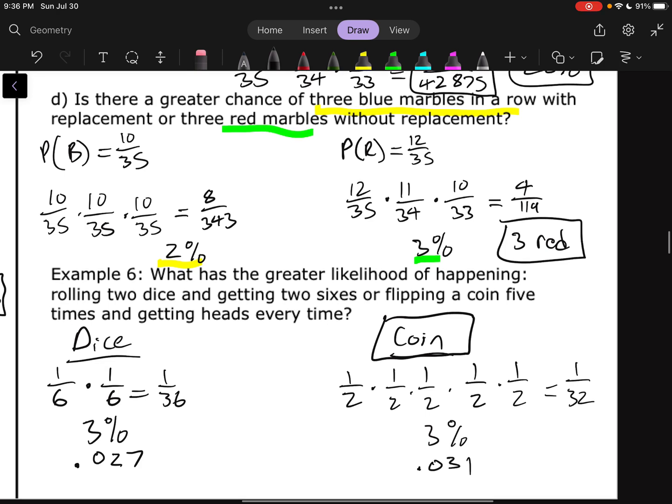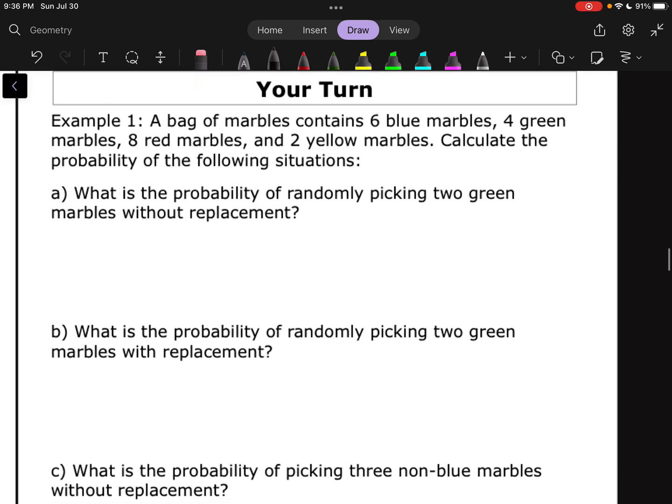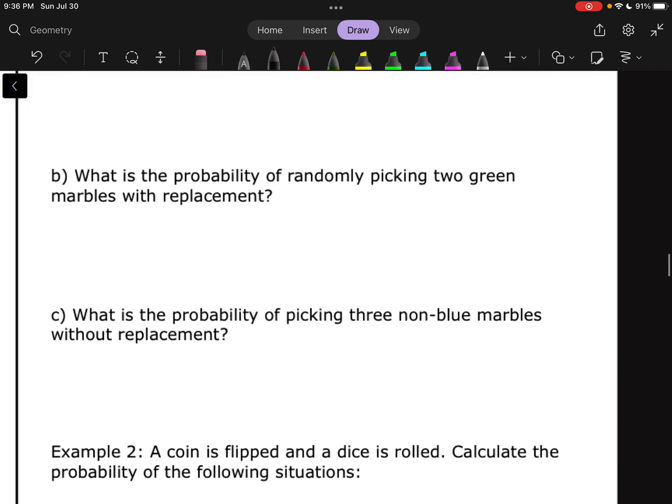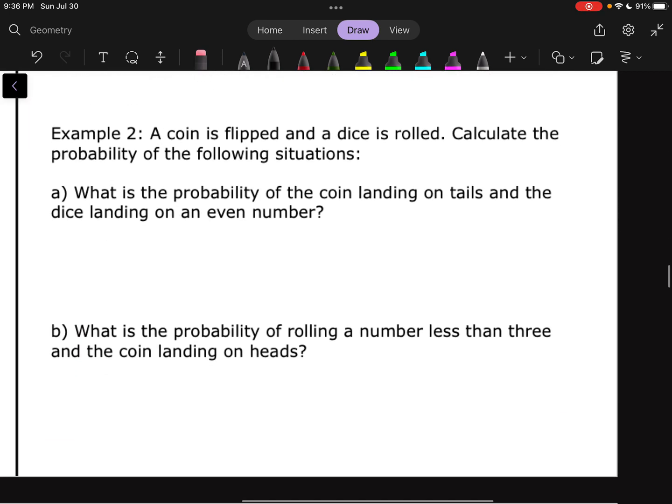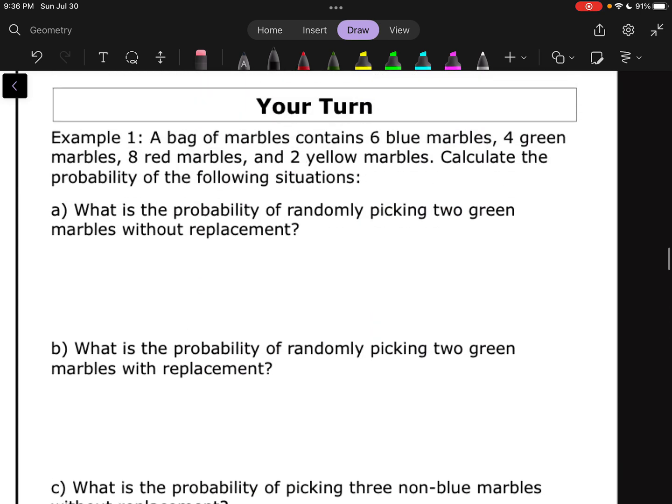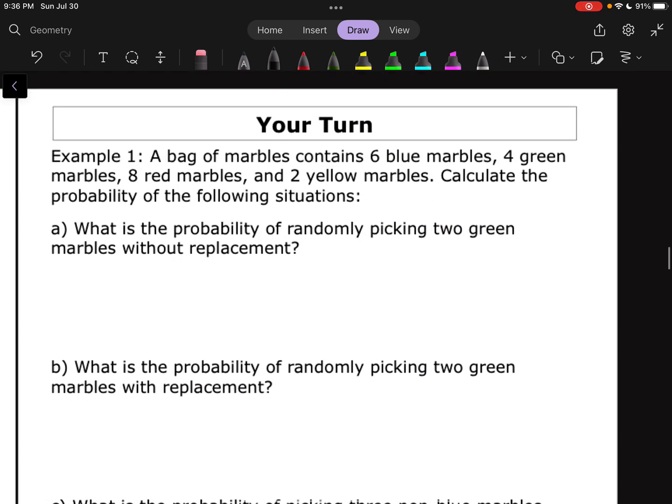So your turn to try some things out. You got some marbles to consider, and then you've got some coins and some dice to consider as well. Give those a shot and then come back and finish this video up when you're ready to check your work.